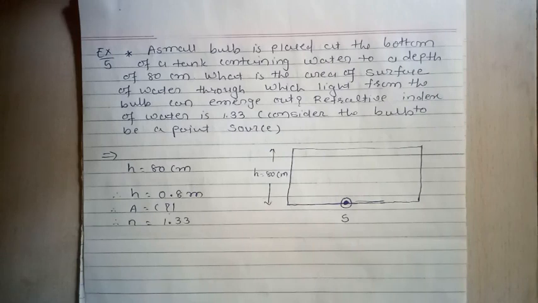Okay. Now here there is a source at a depth of 80 centimeter. So here we denote H is equal to 80 centimeter or 0.8 meter. So here this is the source. Now this source emits light, right? But this is a point source, so the light emerges in a circular path, right?